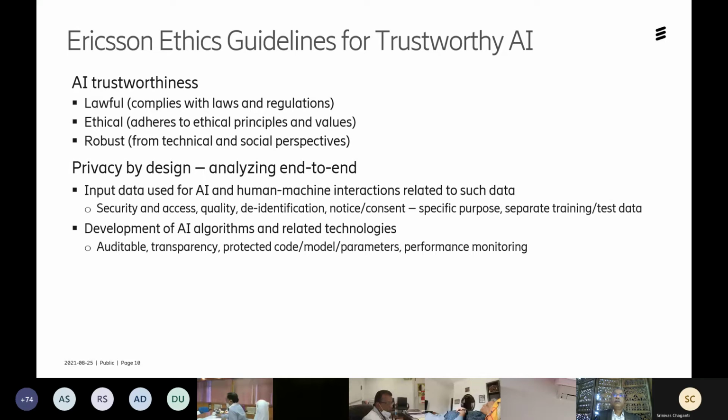Secondly, once you have the input data, we need to now talk about the algorithms and related technologies. Algorithms could be machine learning kinds of algorithms. They could be machine reasoning kinds of algorithms. So considerations related to auditability, transparency, protecting the code itself, protecting the model parameters when it is deployed, so that there is no scope for poisoning or compromise. Another important consideration.